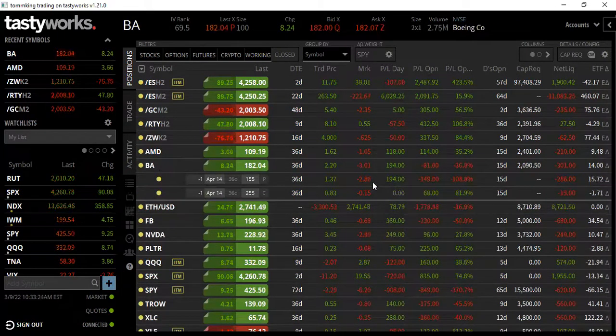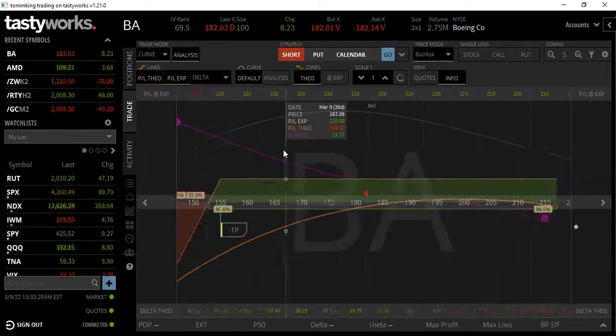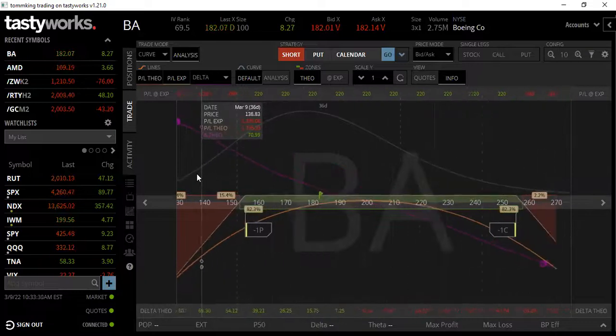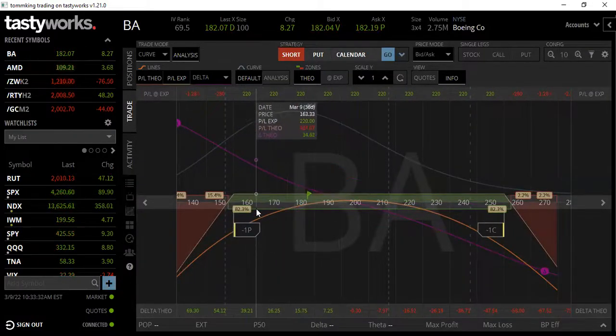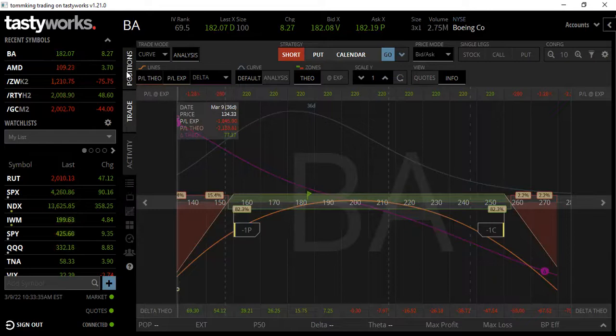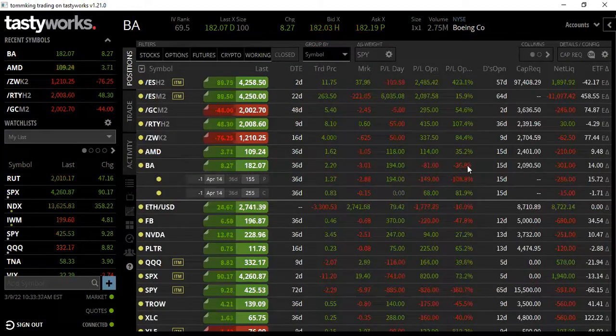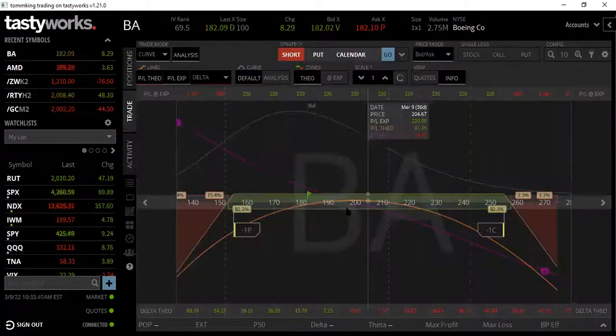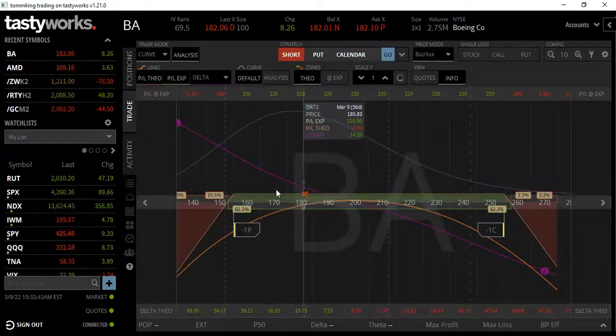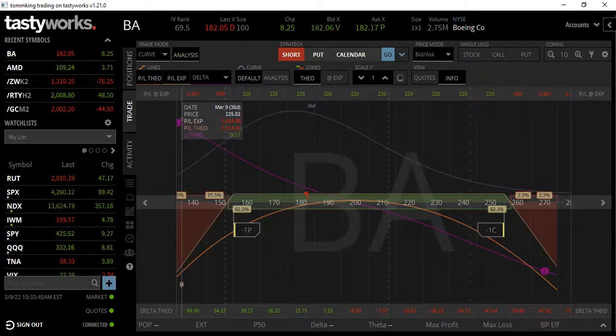Boeing, this one gave us a little bit of a roller coaster this week. So Boeing, here's what we look at on this strangle. We got down close to the 2x loss on this thing, and now we're down just 37% overall on Boeing. I like the way Boeing looks. We'll pull it up on the other chart if we have some time, but it's in a definite downtrend. It's nowhere near stopping the downtrend.